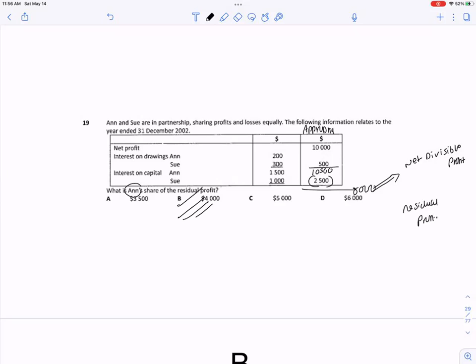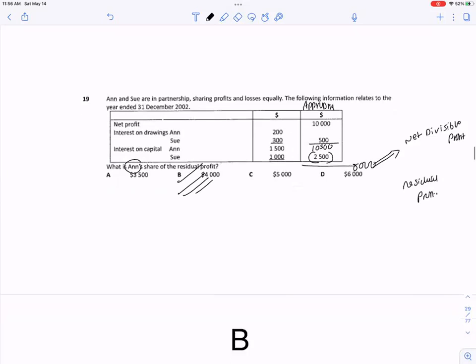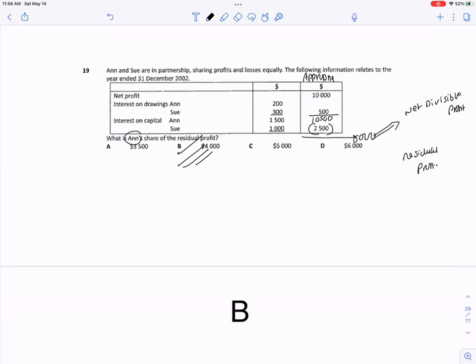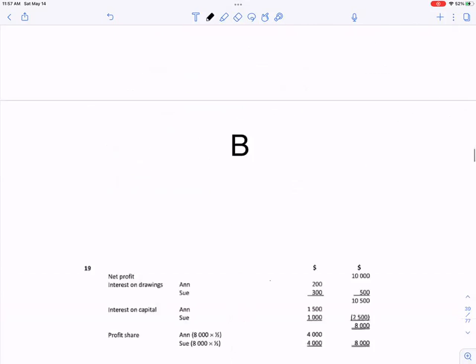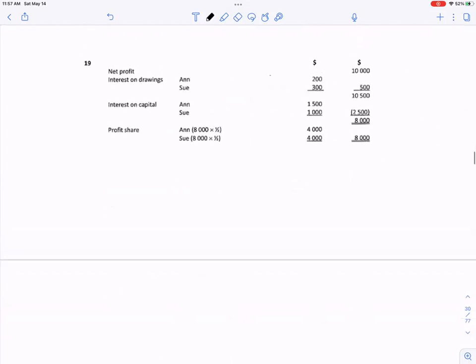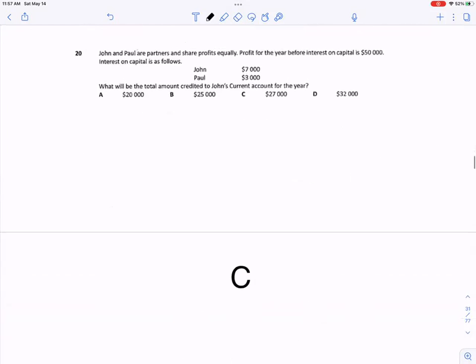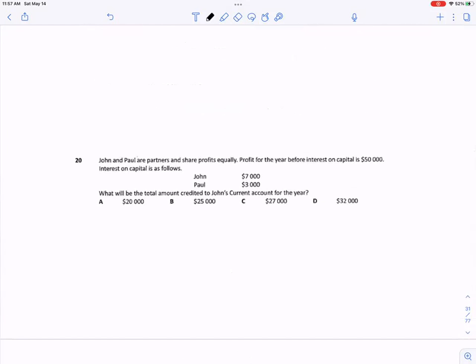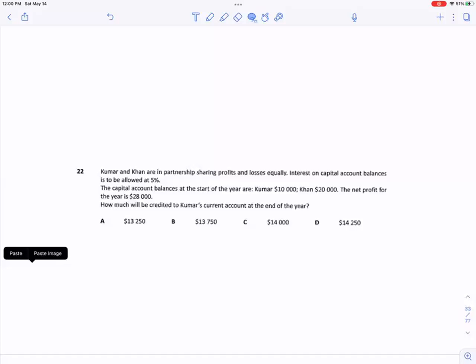4,000. Humaid, Jonathan, are you with me? Yes, ma'am. Did you understand this? Humaid, did you understand this? Yes, ma'am. Come on. Go to the next one. Try it yourself. Come on, Naidu.